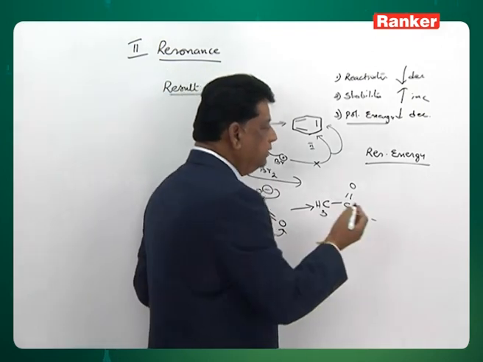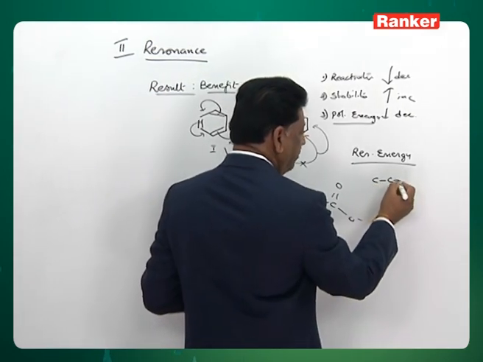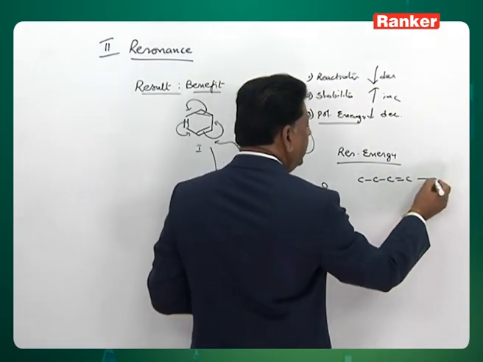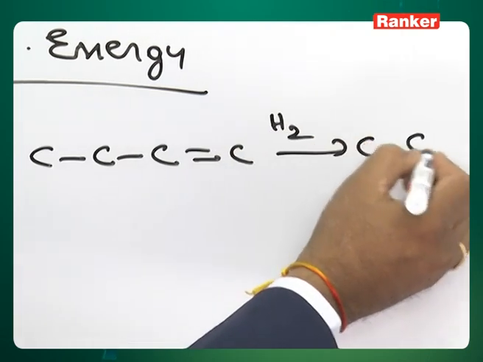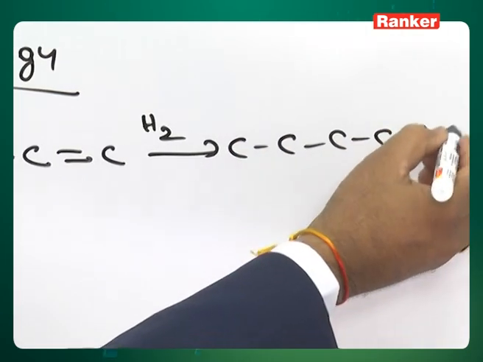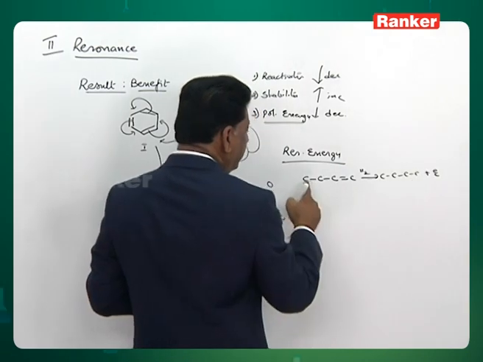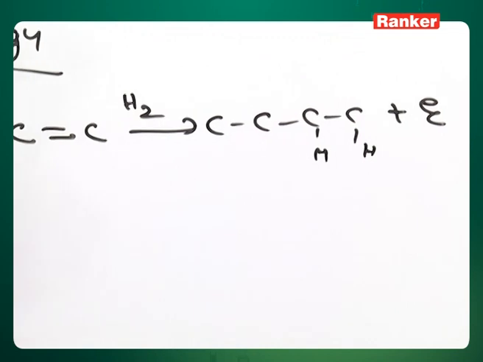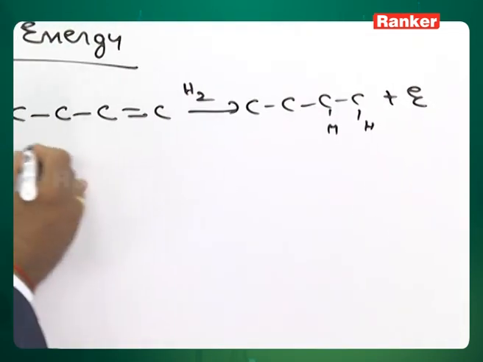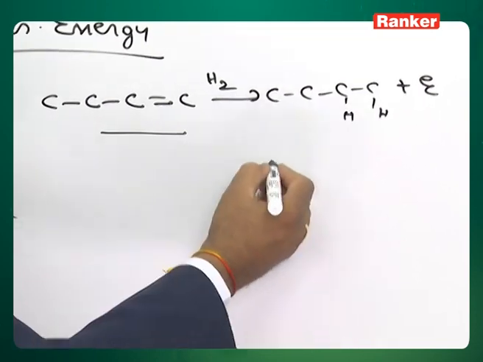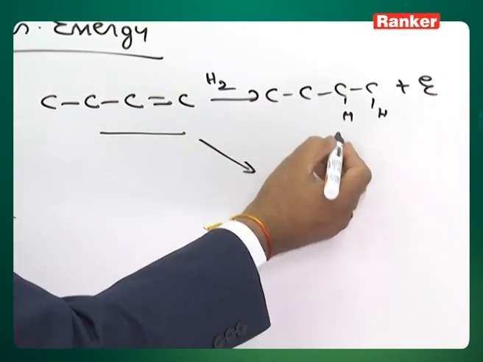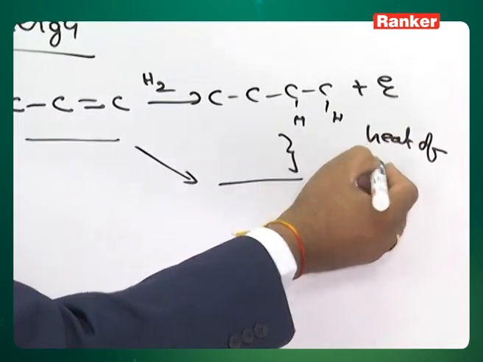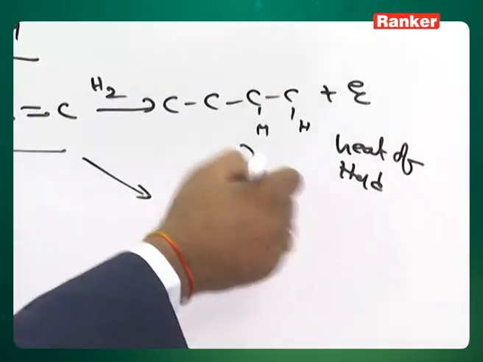How to calculate resonance energy? We have one method. For example, take butene. When you add hydrogen, it gives butane, and some energy is released. We are doing hydrogenation, two hydrogens are added. This is unsaturated, less stable, and the product is more stable. More stable means potential energy decreases, therefore this amount of energy is released. This is called the heat of hydrogenation, also given per mole.